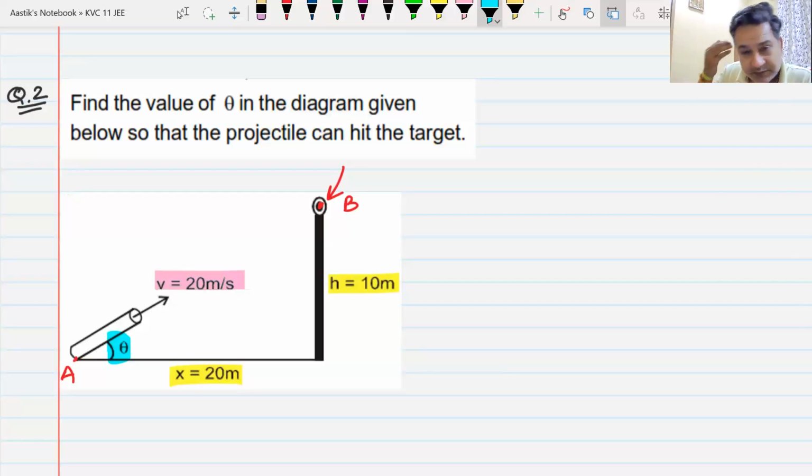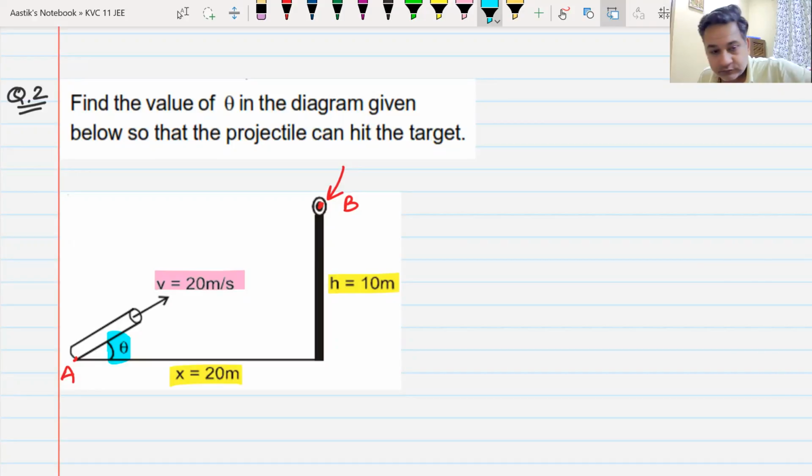Anyone knows how this question is supposed to be done? How are you going to solve this question? Do you want a hint? Yes or no?